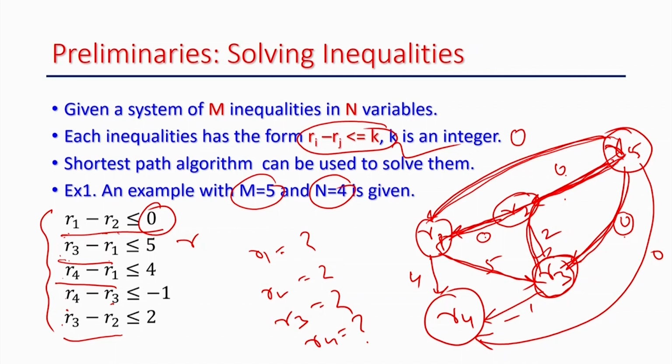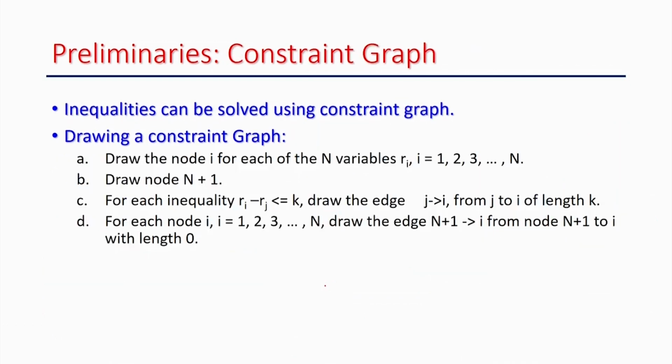So we can show that if we construct a graph like this from these inequalities, the shortest path from this node is nothing but the solution. And intuitively, what is the fact? Suppose I take an example, R1 minus R2 less than or equal to minus 2.